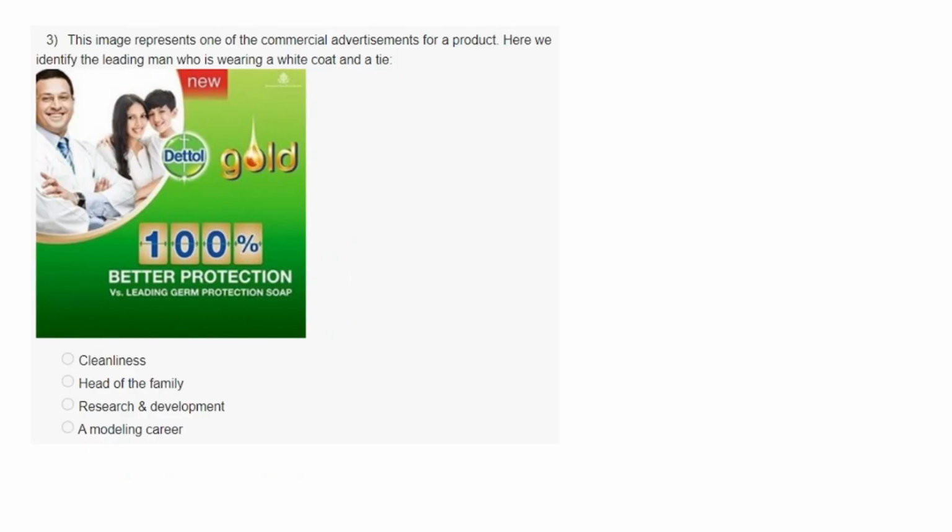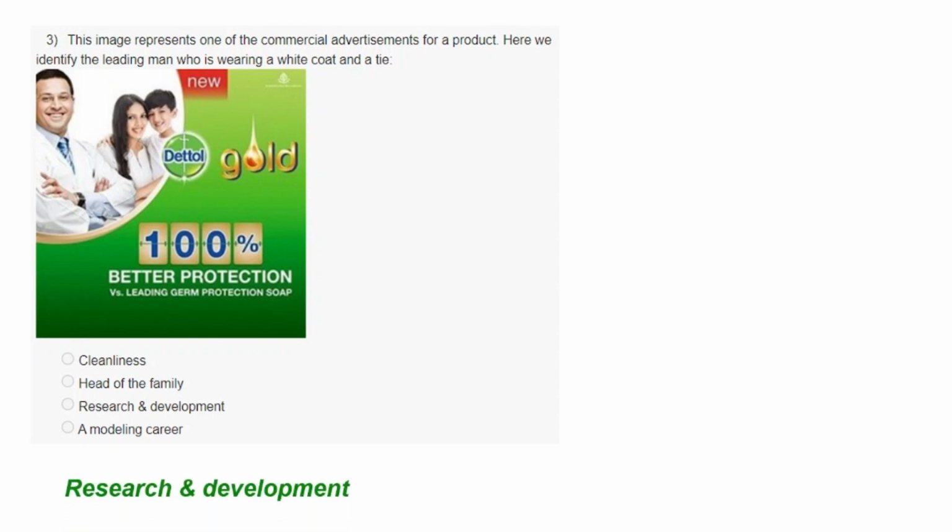Next, this is also a similar kind of question only. This image represents one of the commercial advertisements for a product. Here we identify the leading man who's wearing a white coat and a tie. Anybody? So it's very obvious from all of the four options. It's definitely not a modeling career, or it's not a head of the family thing. It's basically research and development.